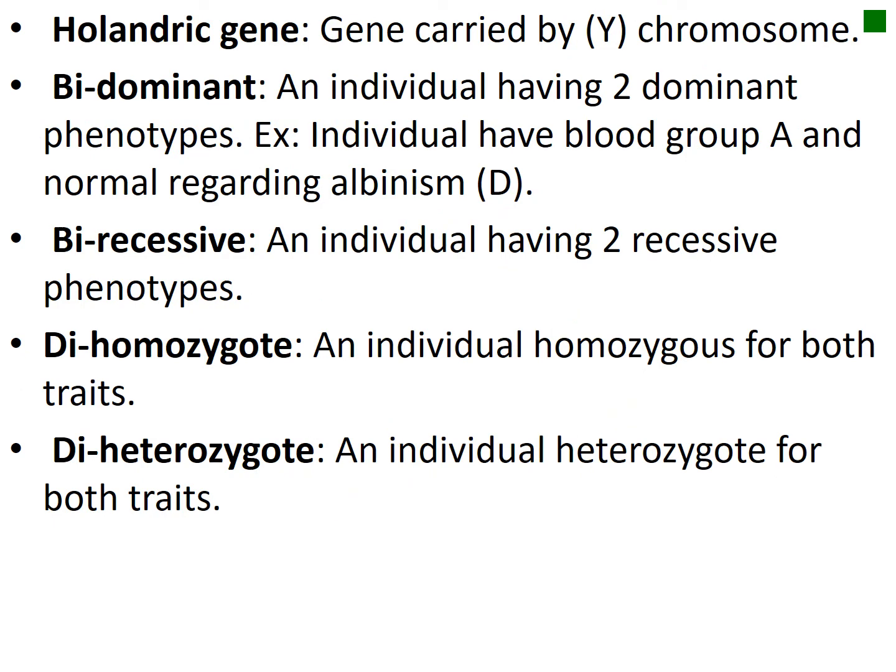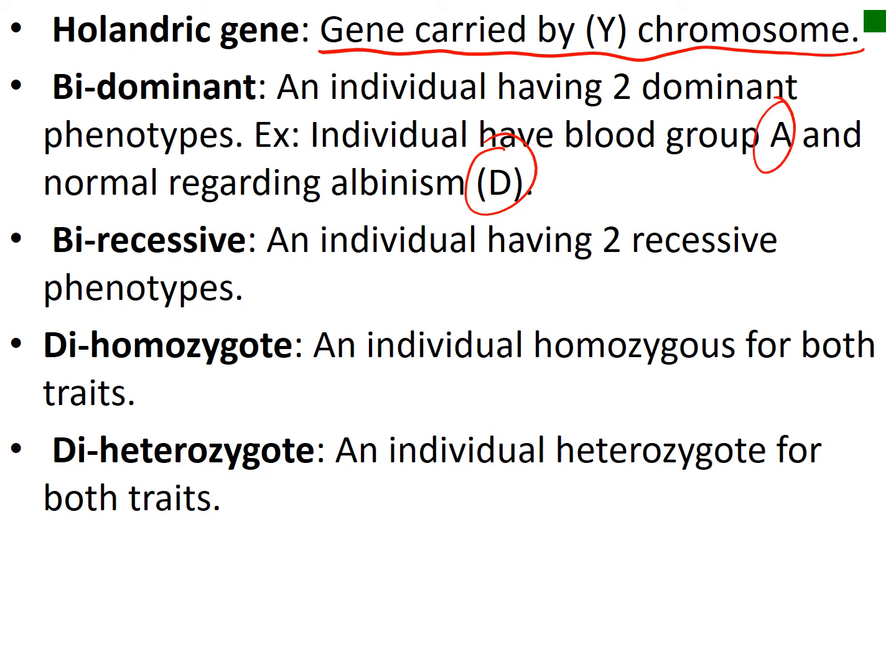Holandric gene: a gene that is carried by the Y chromosome is called holandric. Bidominant: an individual that has two dominant phenotypes. For example, an individual has blood group A and is normal regarding albinism, D. Both of them are dominant, so it is called bidominant.